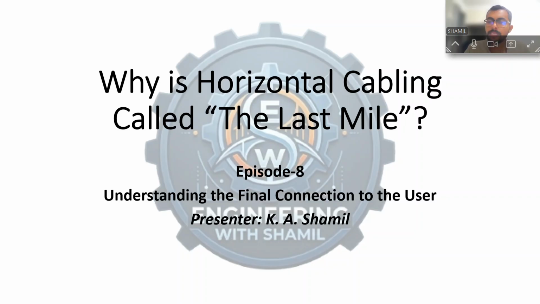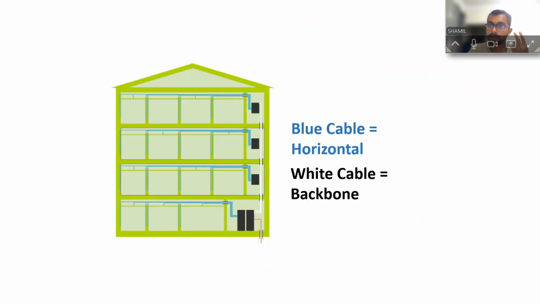Before we begin, let us revise the concepts that we studied in the previous video, that is, episode number 7. In episode number 7, we discussed two types of cabling in the ELV system. The first is horizontal cabling. As you see in this picture, it is the blue color cabling, which connects from the local equipment to the respective user device. The user will use an RJ45 outlet, and from there it connects to their computer or laptop. That's why we use horizontal cabling.